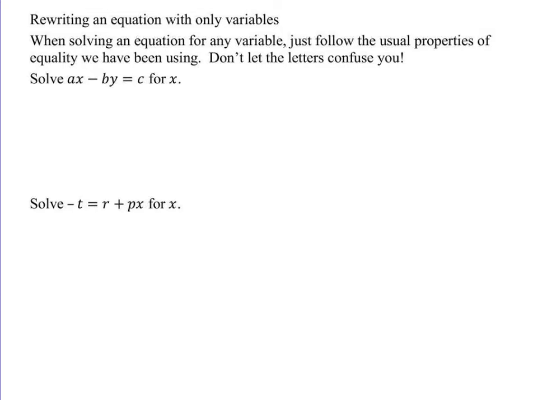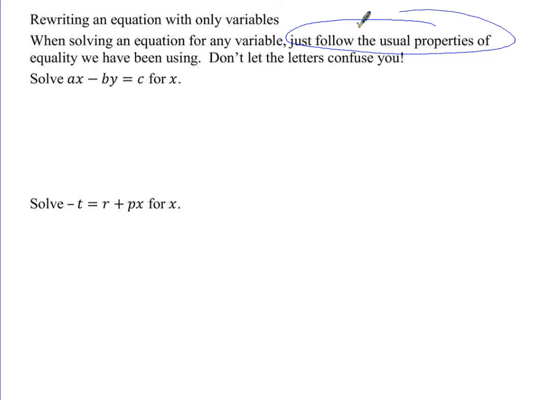This first one that we're doing is actually still a literal equation. Technically here, if we had ax minus by equals c, you could make a case that there's only 2 variables here. But since these are all letters, we don't really understand what this formula is, we're going to ignore that. We're going to treat them all like variables. When solving an equation for any variable, just follow the usual properties of equality that we've been using. Don't let the fact that you have all these variables confuse you.